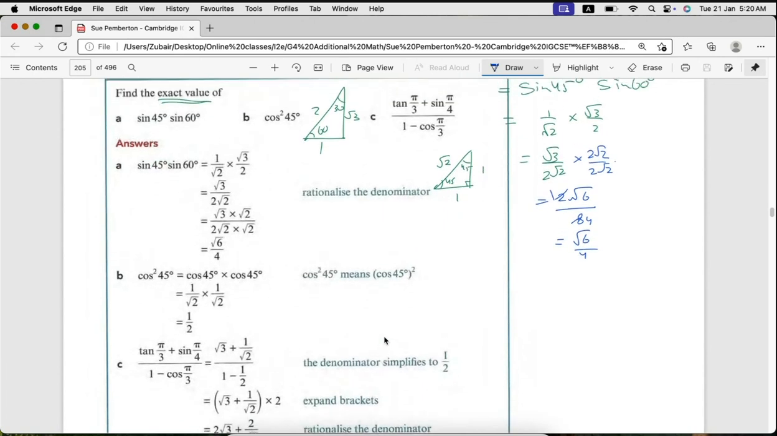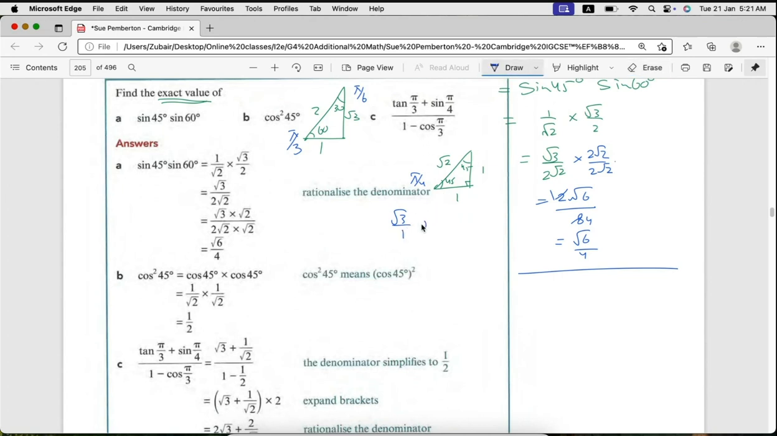Similarly, for cos square, just substitute the value of cos 45 and then make it square. And then in the last step, that is tan pi by 3. Pi by 3 is actually 60. This is pi by 3, this is pi by 6, this is pi by 4. So tan pi by 3 is tan 60, square root 3 by 1.